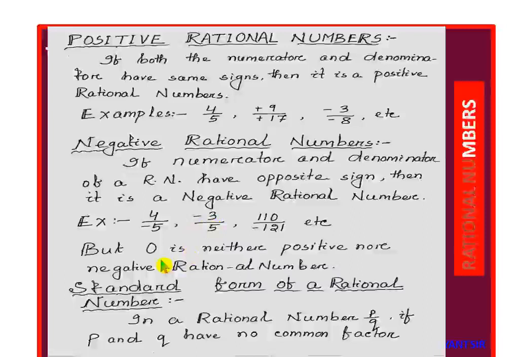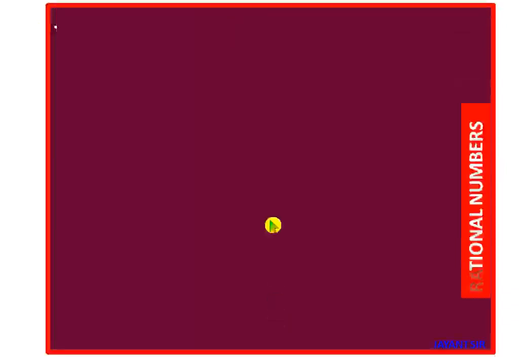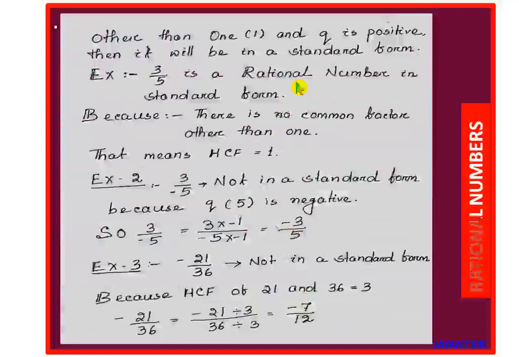But 0 is a rational number, though it is neither a positive nor a negative rational number. Now we are going to learn what the standard form of a rational number is. In a rational number P by Q, if P and Q have no common factor other than 1 and Q is positive, you have to remember that, and Q is positive, then it is in standard form.